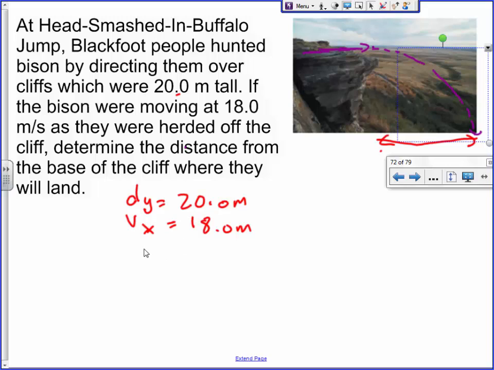But we can work with this. The velocity initial in the y direction, again, was 0, just like last time. Unless the buffalo, say, jumped as they got to the edge of the cliff, they were basically just falling. And our acceleration in the y direction, again, is 9.81. Honestly, this question is the exact same setup as the last one. It's really hardly any difference.